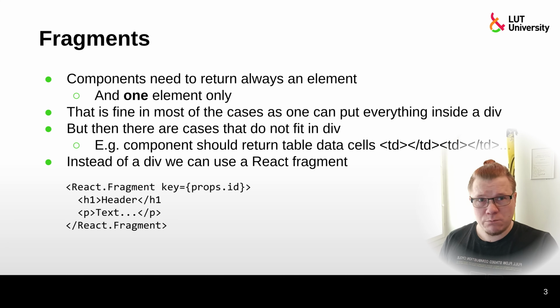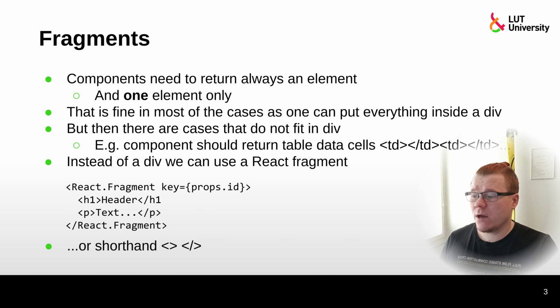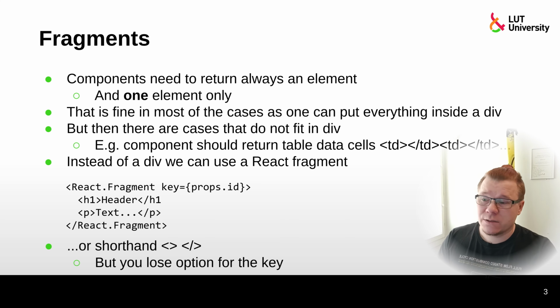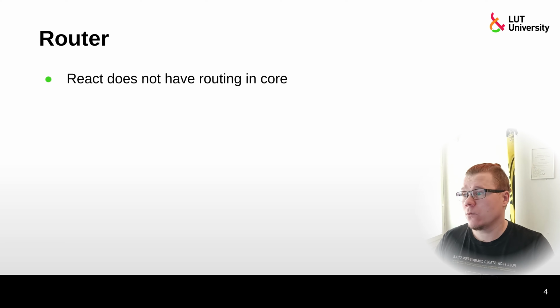This sounds like a bit too much code. Why would we want to write so much code? So we can have a shorthand like this. We just use these angle brackets and then close that. It's basically empty tags and we are closing that, and it is working. But if we use this shorthand version, then we lose the option for the key, but it's usually not an issue. And then comes the part where we actually need these fragments: router and routing.